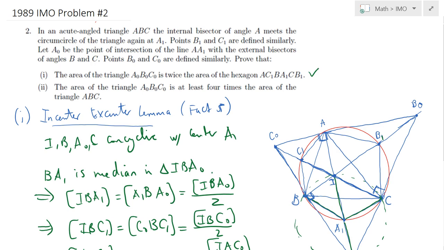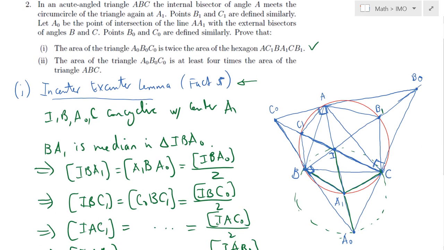So the first result is pretty easy using the incenter-excenter lemma. So make sure to refer to those. If you are weak on this concept, go to my series about that topic. Now the second part of the question, the area of the triangle A0 B0 C0 being at least 4 times the area of triangle ABC.